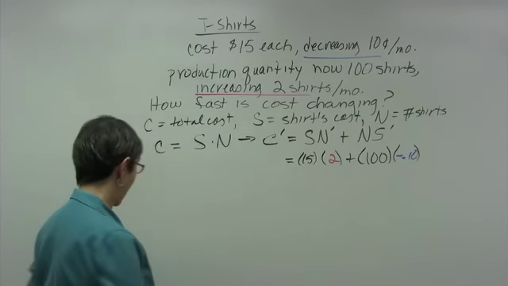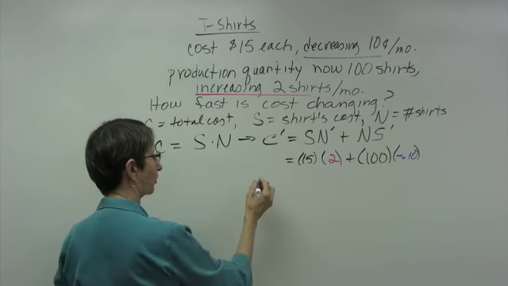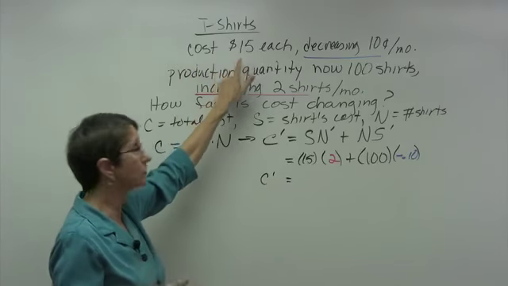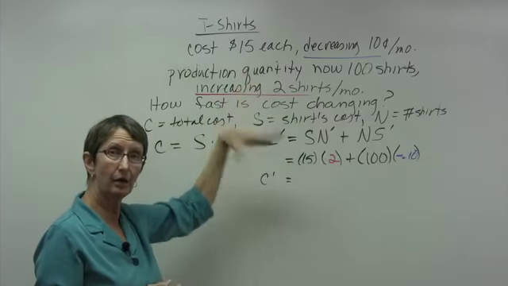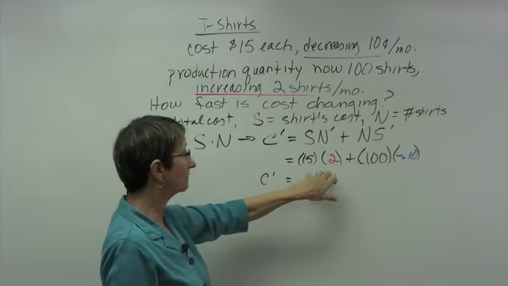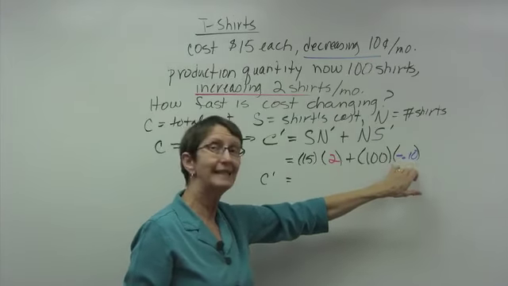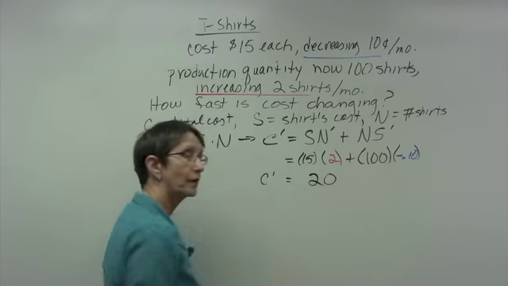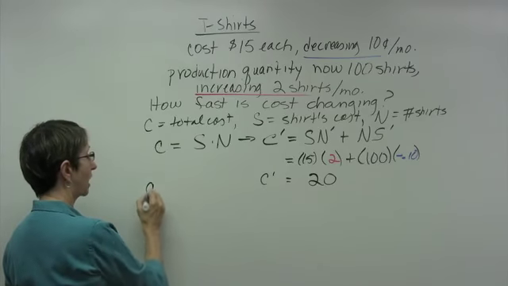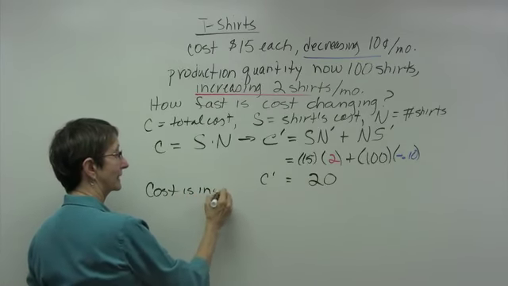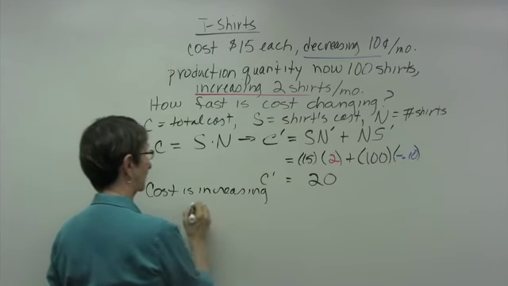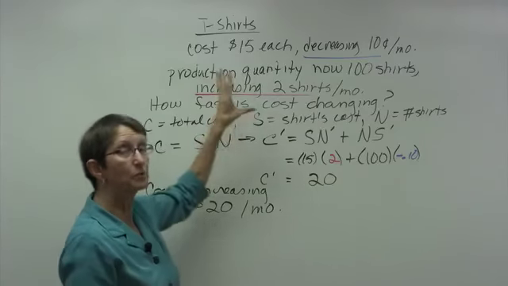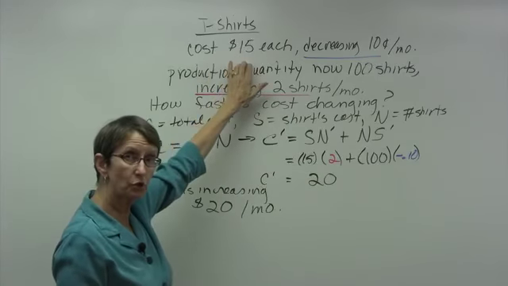I've already got the numbers in. What I have found right here now is C prime at those particular points. When cost is $15 for 1 shirt and the quantity is 100 shirts, and I know increasing and decreasing. So if I multiply 15 times 2, 100 times negative 0.10, which means I'll be subtracting, I end up with C prime is 20. So that tells me that the cost is increasing $20 per month.